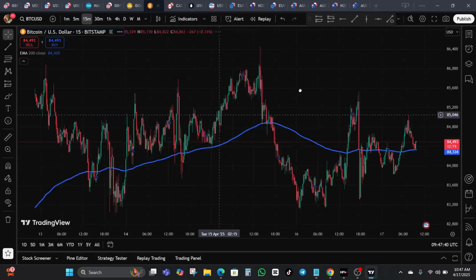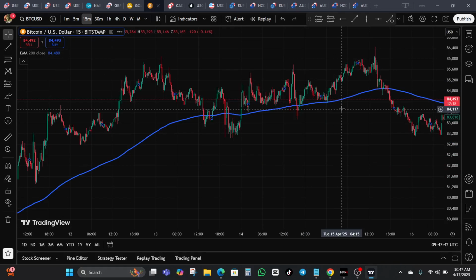Remember that the 200 EMA serves as a dynamic support and resistance level. So when price is trading above the 200 EMA, it means that there is prevailing bullish momentum. And when price is trading below the 200 EMA, it means that there is prevailing bearish momentum. So you want to trade in line with the prevailing momentum in the market at the time.